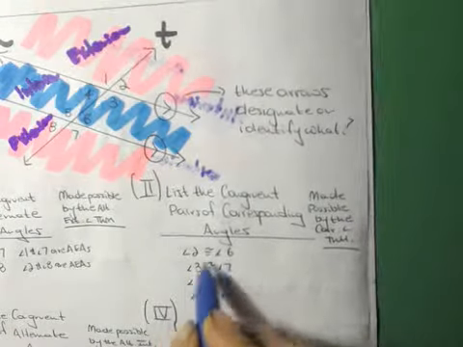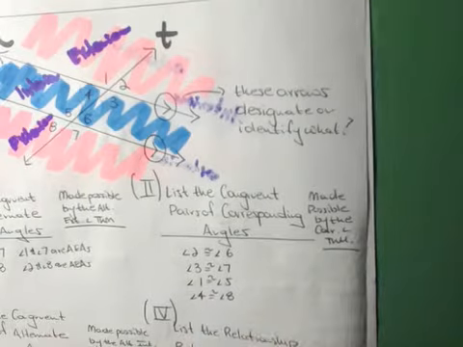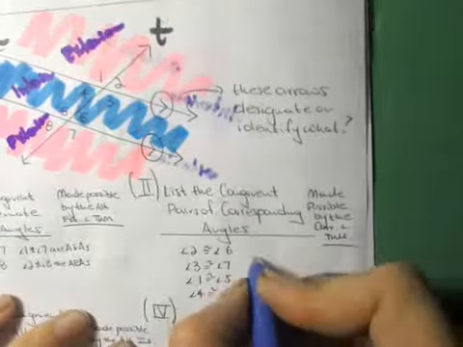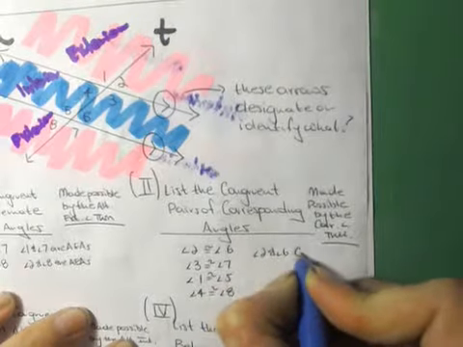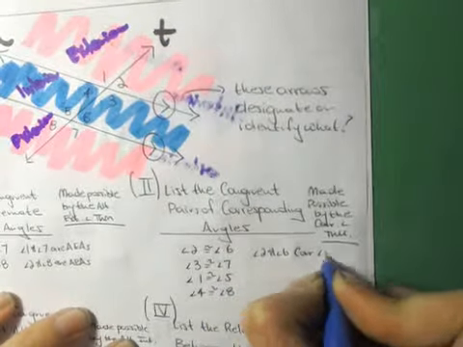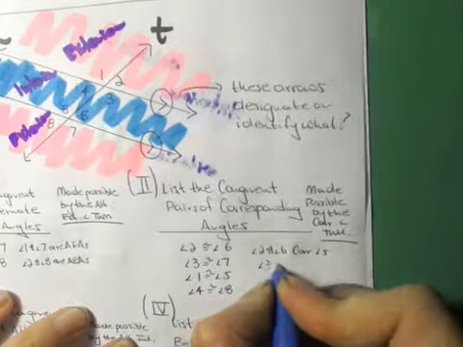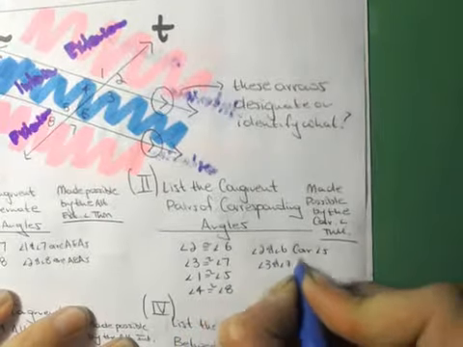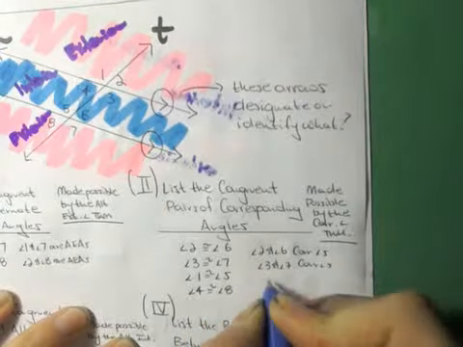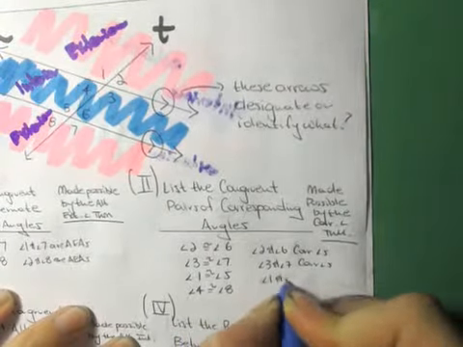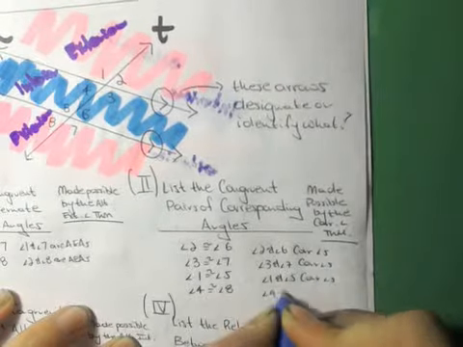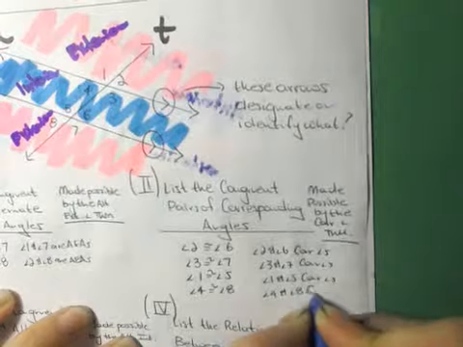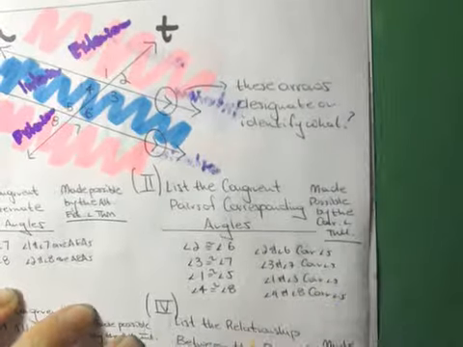These angle pairs are congruent, so whatever the degree measure of these angles, they're going to be the same, and they qualify as corresponding angles. So 2 and 6 are corresponding, 3 and 7 are corresponding angles, angle 1 and angle 5 are corresponding angles, and angle 4 and angle 8 are corresponding angles. Okay.